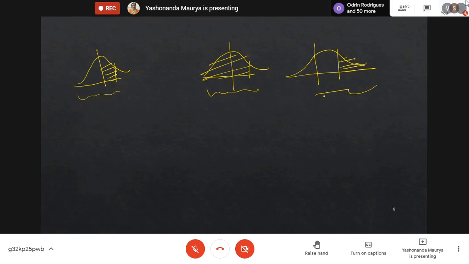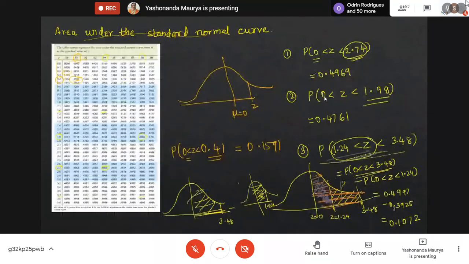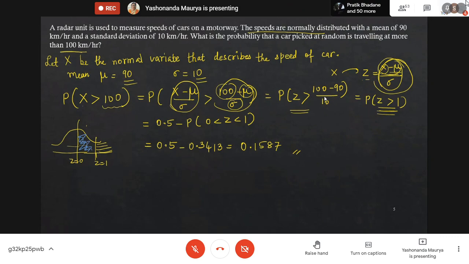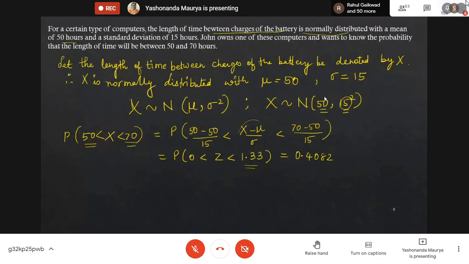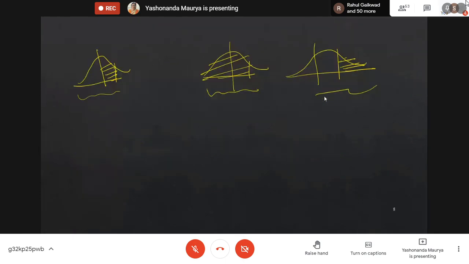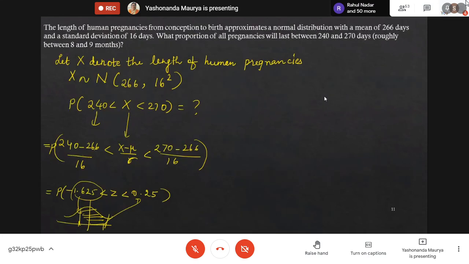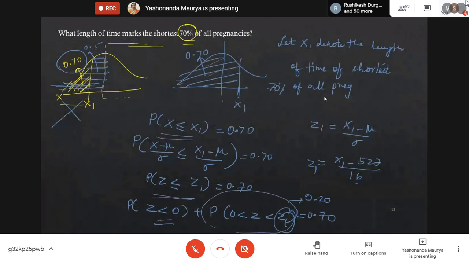Now after that, we have got very many examples on the standard normal curve to understand how to use the tables. And over here, further we simplified the sums. Then these are the word problems. And then this is what we have solved, normal distribution.